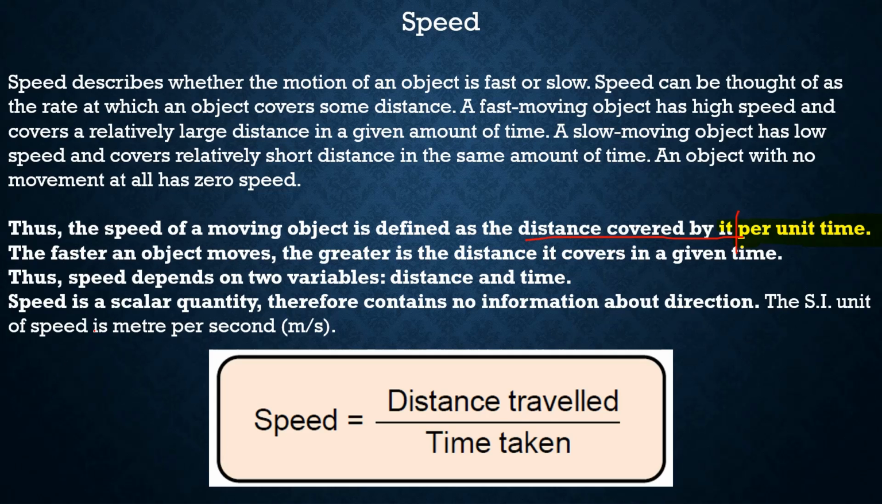And the faster an object, the speed is going to be of course higher, and the speed depends on two variables, distance and time. And of course there is no direction over here, direction is missing. That means it is a scalar quantity, and therefore does not contain any information about direction. And the SI unit is, guys, not meters but meters per second. So now let's move to the next topic and see average speed.